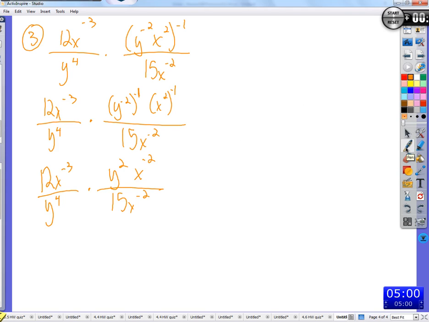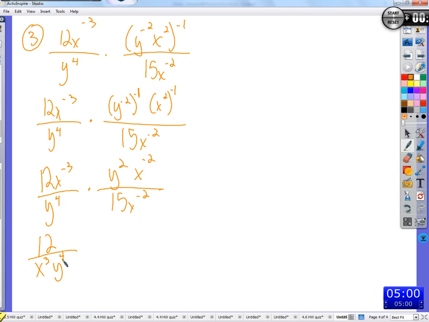All right, so we handled that part of it. What's next? Okay, we got negative exponents. We don't like negative exponents, we like positive exponents. So how do we handle negative exponents? A negative exponent really means that we have an x to the third in the denominator, not the numerator. So 12 over x to the third in the denominator.